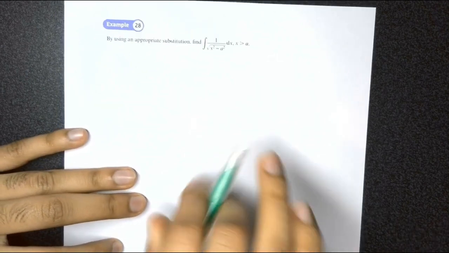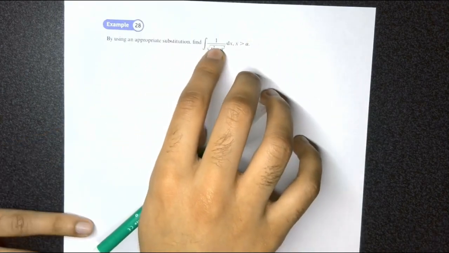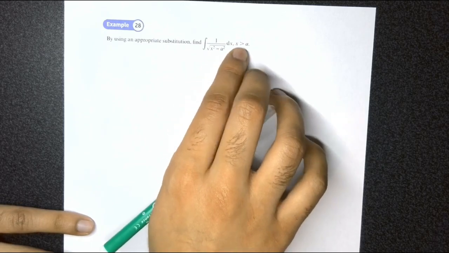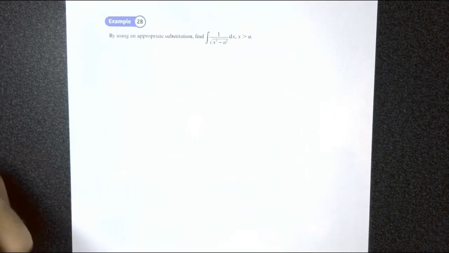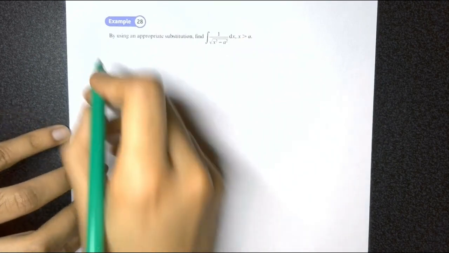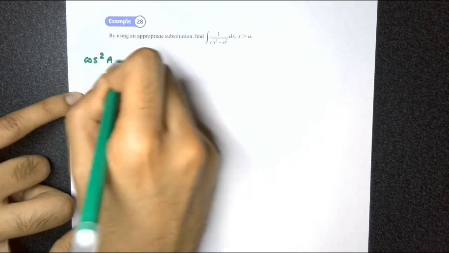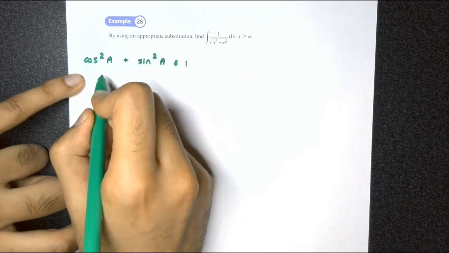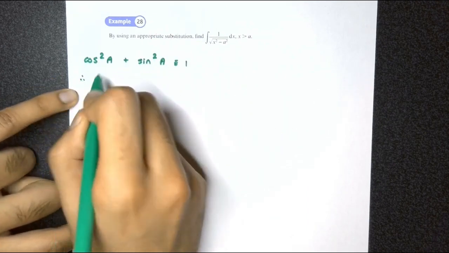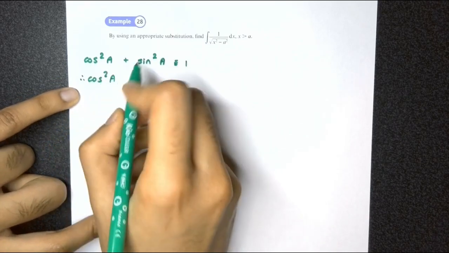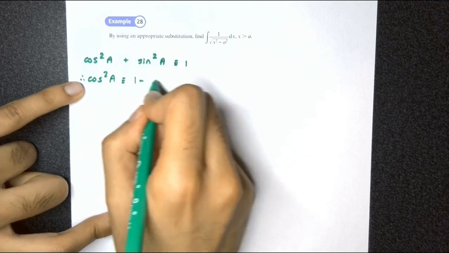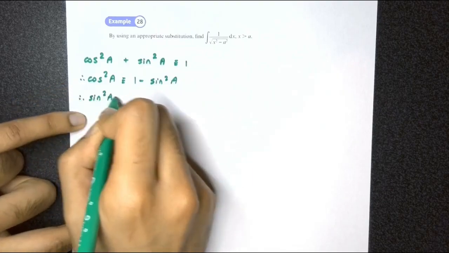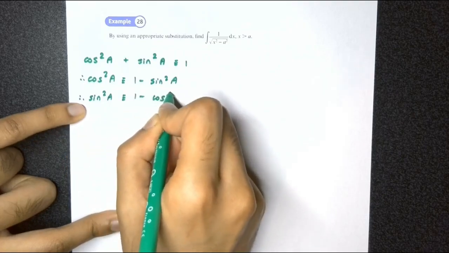Example number 28. By using an appropriate substitution, we have to find the integral of 1 over the square root of x squared minus a squared with respect to x, where x is greater than a. So the way we will approach this question is to think about the trig identities cos squared a plus sine squared a being equivalent to 1, and if we rearrange what we have over here, you can see that cos squared a is equivalent to 1 minus sine squared a, and what we can also see is sine squared a is equivalent to 1 minus cos squared a.